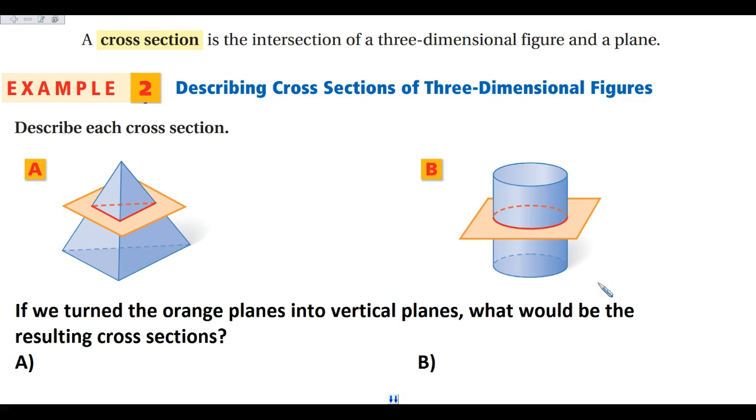Okay, so that's what we're looking at here. When I look at A, I'm taking this triangular pyramid and cutting off the top. When I look at it from the place where I cut it, I'm looking at this shape right here. And what is that shape? It is a triangle.